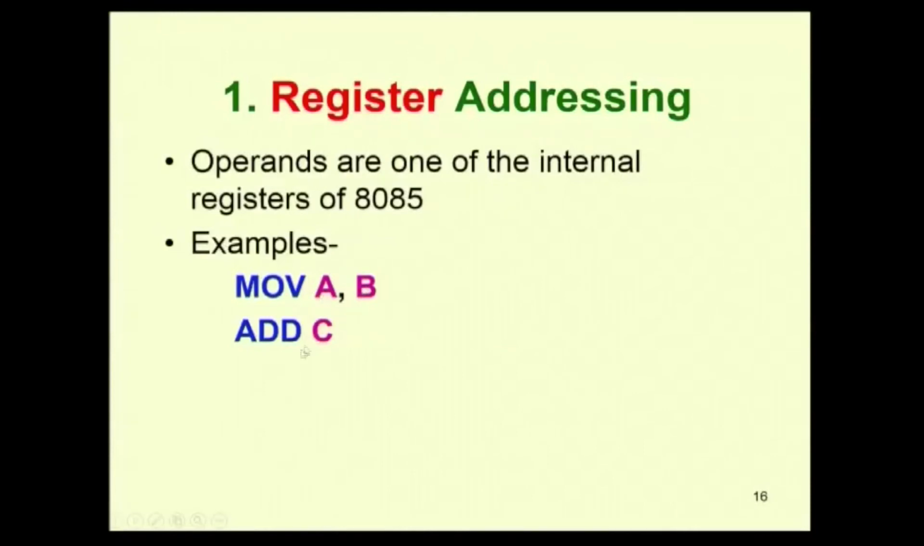Then another example, ADD C. You want to add something to the contents of the accumulator. Now you are taking the contents of register C and adding it to register A. You are addressing the data that is already there in the register. You are addressing the register and the data is already in the register, and then the addition operation is done. So, this is called register addressing.